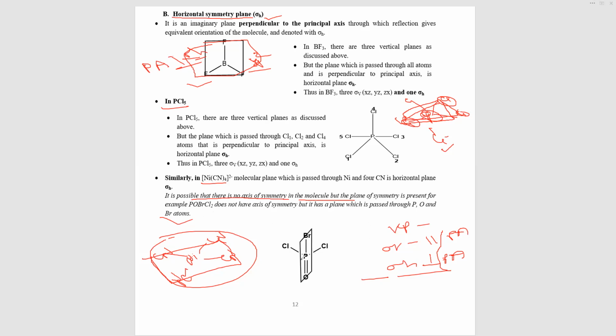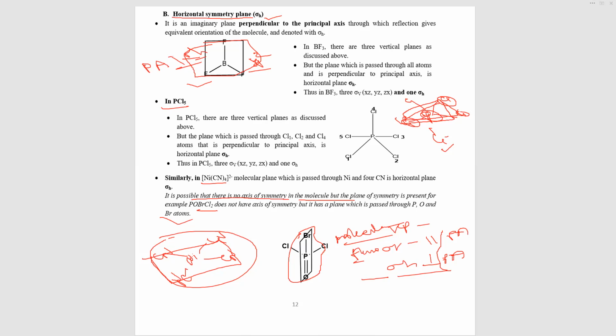For example, POBrCl2. It doesn't have a principal axis, but it has a molecular plane. Molecular plane means it has a plane which bisects the molecule like this. So when the principal axis is not present but a plane of symmetry is present, then that plane will be known as the molecular plane. So this is the thing which we have to understand.